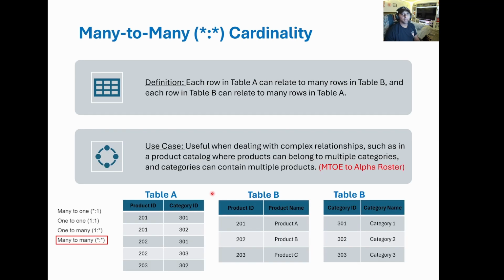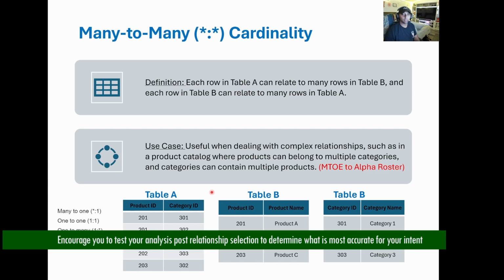Now we have many-to-many. This one's really tricky and it can give you duplicated values if it's not used properly. Think about an MTO and an alpha roster. You have an entire MTO that lists your UICs more than once, and alpha rosters that list them more than once as well. Now you want to aggregate those values and compare them against each other. That's one way you can do it.